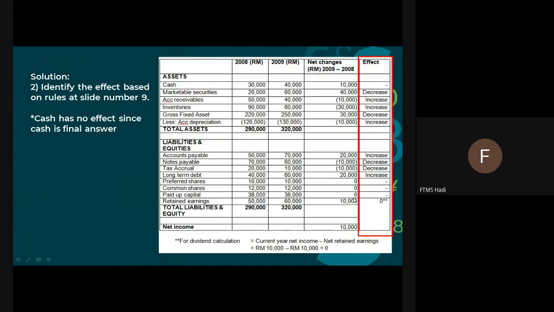And then in the later part, retained earnings. Current year retained earnings minus last year retained earnings, that is 60 minus 50, which is 10,000. Net income is 10,000. That means current year net income minus the difference between 2 years of retained earnings, the effect will be zero. If you have some amount, that means this one is under dividend paid, which is negative.